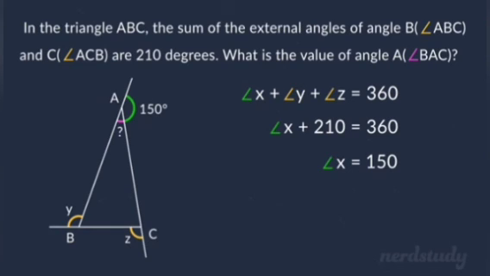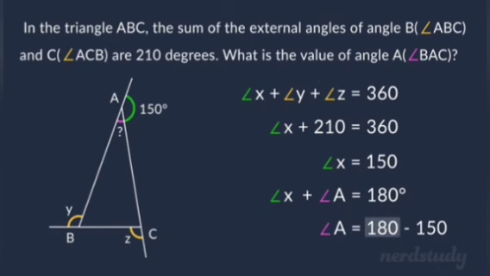From here, recall that the sum of exterior and interior angle of a polygon is 180 degrees. Hence, 180 minus 150 is equal to 30 degrees, which is the value of angle A. This is the answer to this question.